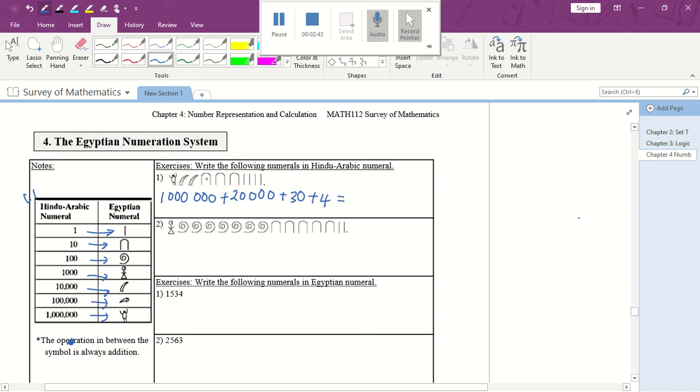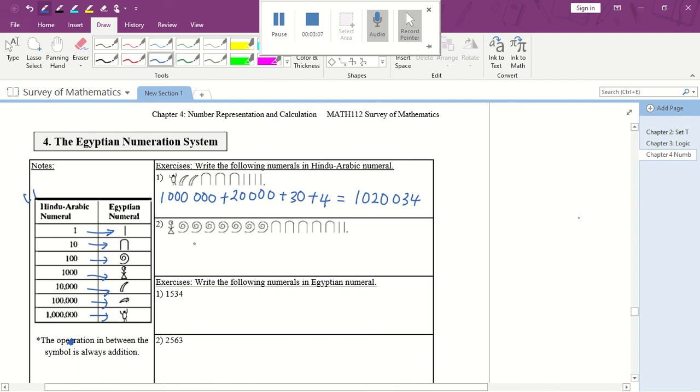So basically we can come to the conclusion that all these symbols give you the number 1,020,034. Is that okay? Basically it's just adding up: 34, 20,000 with 34, and 1 million.